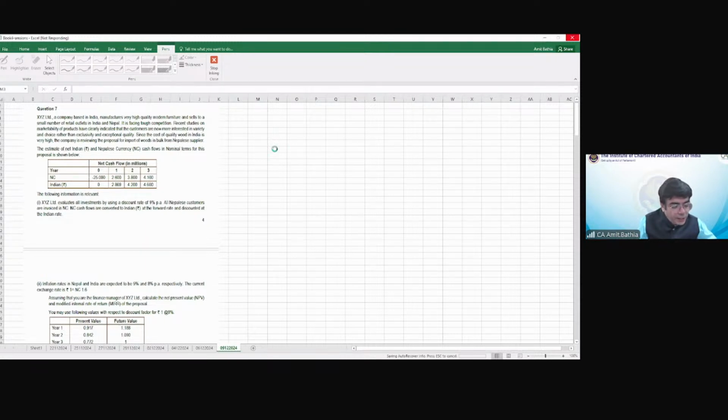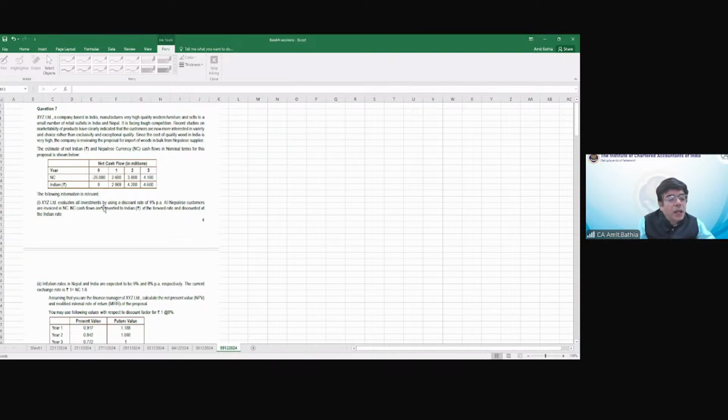So we have net cash flow in millions provided to us. We are given year 0, 1, 2, 3. Nepali currency cash flow at the beginning of the first year, year 0, is minus 25 million. And then you have positive cash inflows. In Indian rupees, we are given the cash inflows in the first, second, and third year respectively. The following information is relevant.